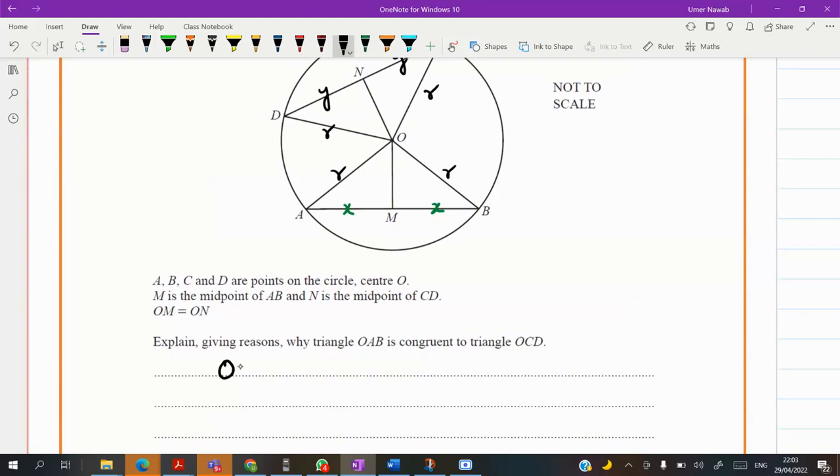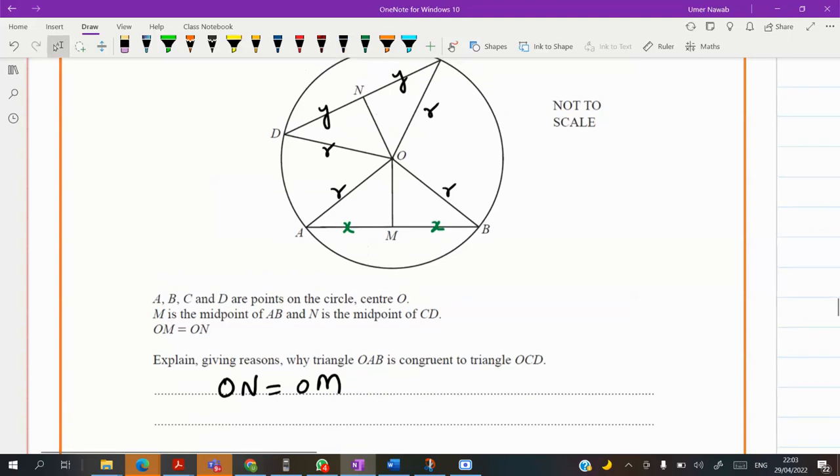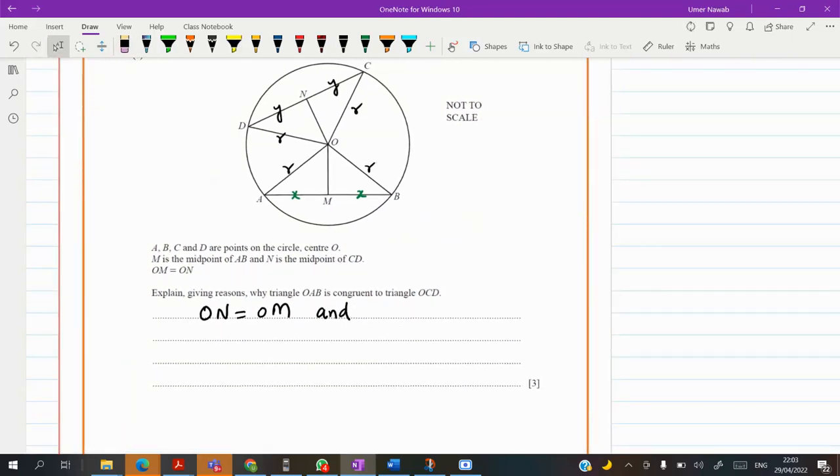Since ON is equal to OM, right? M is the midpoint of AB, and N is the midpoint of DC, so the midpoint property is used, and we can write here: ON is equal to OM, and AB is equal to DC.